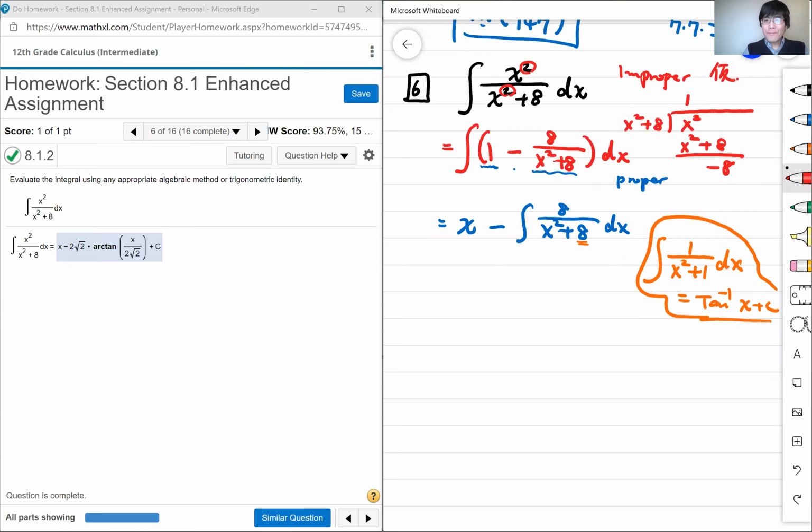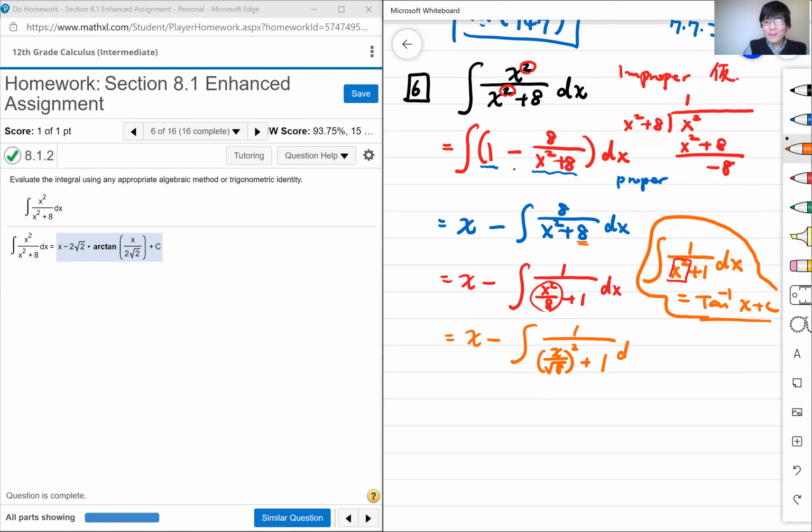So how do we deal with this one? First of all, divide everything by 8. Divide top and bottom by 8. So it's going to be like this. And you want to rewrite this one like this. So 8 is the same thing as square root of 8 squared. So it's going to be 8 over (x over square root of 8) squared plus 1. Okay, that's going to be our substitution.